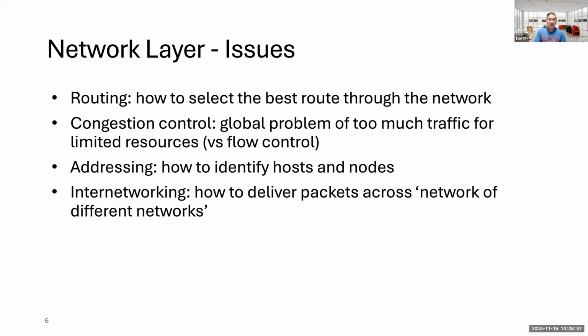The issues of the network layer are routing, how to select the best route through the network, which is very tricky. But in this case, we're just going to focus on the shortest path. And congestion control, the problem of too much traffic. Addressing is how to identify nodes and hosts using an IP address. When you get to the data link layer, you use a MAC address, right? And internetworking is how to deliver packets across a network of different networks.